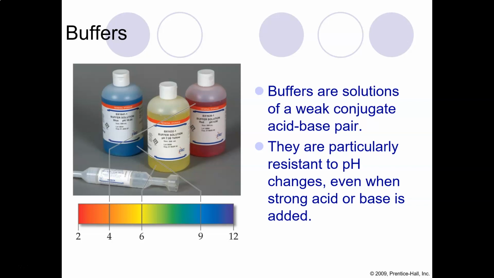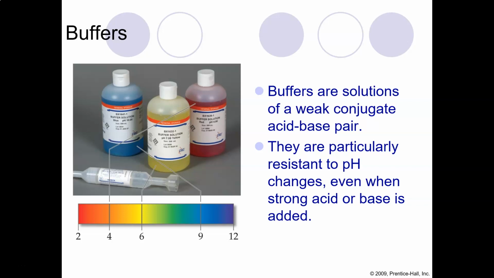So when we make a buffer, we would make a buffer at a certain pH. So in this picture, there's a blue bottle that says buffer solution pH 10, a yellow one that says buffer solution pH 7, and a red one that says buffer solution pH 4. So those buffers were made by mixing, it doesn't tell us on the front which acid and which base they mixed together. But when they did, they made it to a pH of, I'm going to go with the red one, a pH of 4.